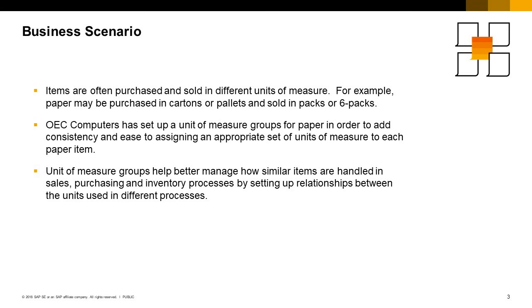An item's assigned unit of measure group will contain all the different units that the item needs in purchasing, sales, and inventory. Unit of measure groups help better manage how similar items are handled in sales, purchasing and inventory processes by setting up relationships between the units used in different processes.